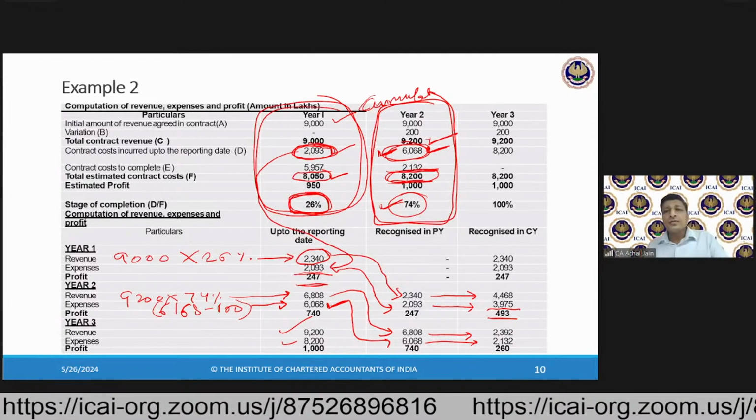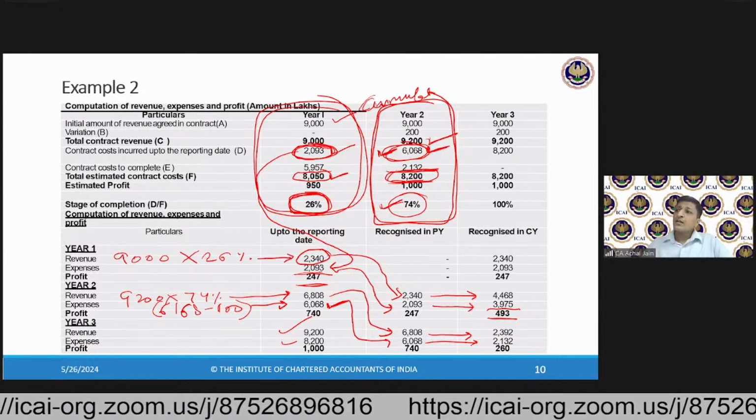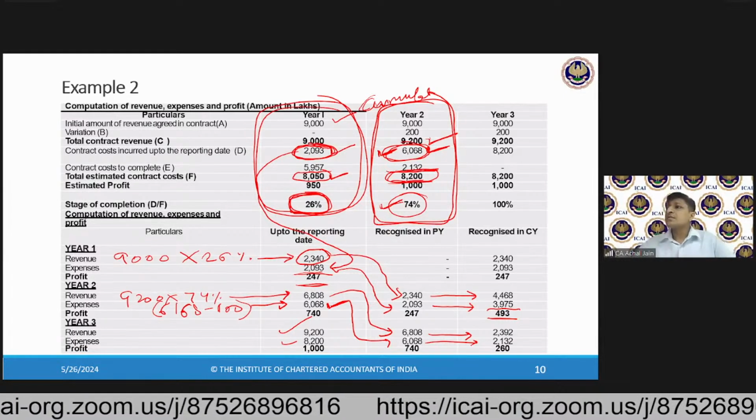Okay. So this is how the P&L will be presented. This is how revenue will be computed. This is how expenses will be computed. Okay. Any questions on this?